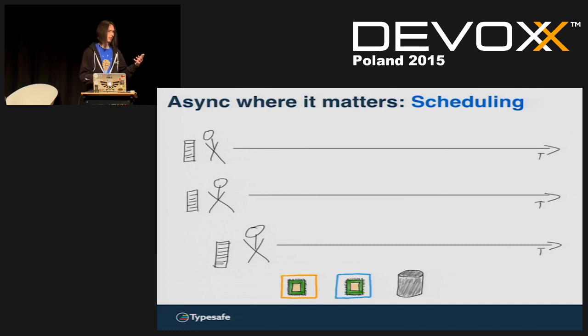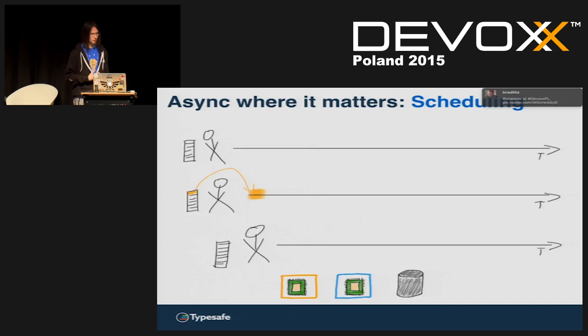I'm going to be using the word actor because that's what I'm mostly working with, but it applies to threads as well. So imagine that these three guys are actors, and actors work like that: they take a message from their mailbox, read it, and do stuff with it, right? So down below you see the processors. We have one yellow processor and one blue processor.